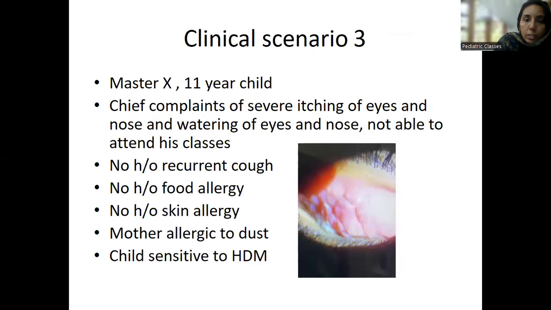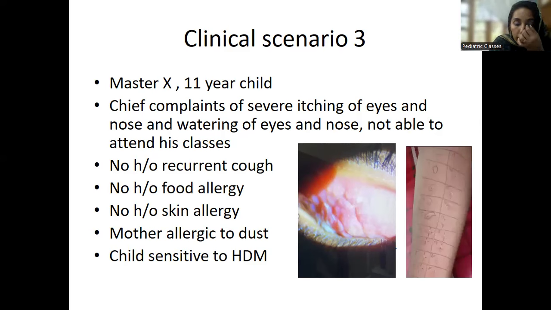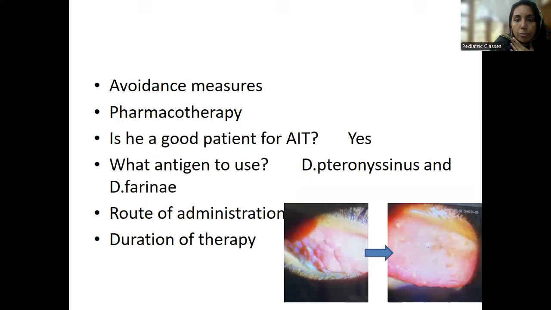Now, coming to the third scenario, a patient whom we had seen around 6 months back. This is Master X, an 11-year-old child, who complains of severe itching of the eyes and nose, watering of the eyes, and was not able to attend his classes. He was not able to even open his eyes properly when he came to OPD. There's no history of recurrent cough, food allergy, or skin allergies. Mother has allergic asthma. The child is sensitive to HDM. So these are the allergy skin tests for him.